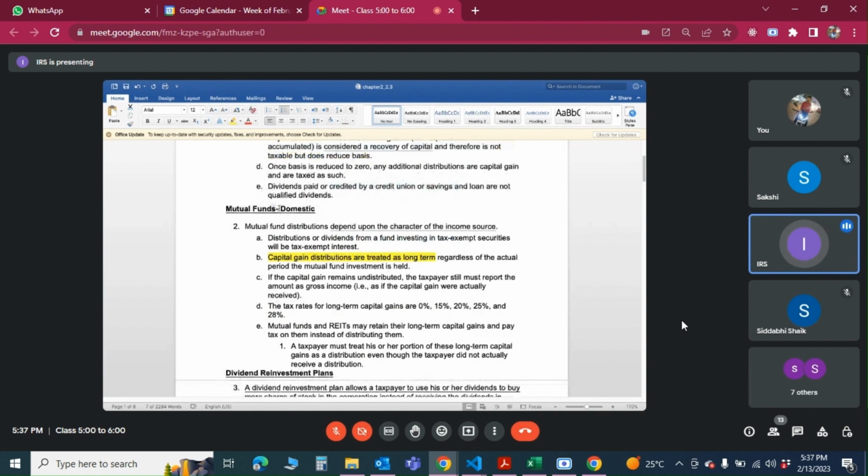Mutual funds, domestic. We're talking about domestic mutual funds only. Do not get it confused with foreign mutual funds. Foreign mutual funds are completely different. Obviously, when we're talking about foreign mutual funds, we need to understand what is foreign from the US perspective, not from India or some other country's perspective. So any mutual fund where the taxpayer has invested money in US mutual funds, okay. There could be dividends from a fund investing in tax exempt securities, and there'll be tax exempt interest, and we also have to see what is the character of the income source.